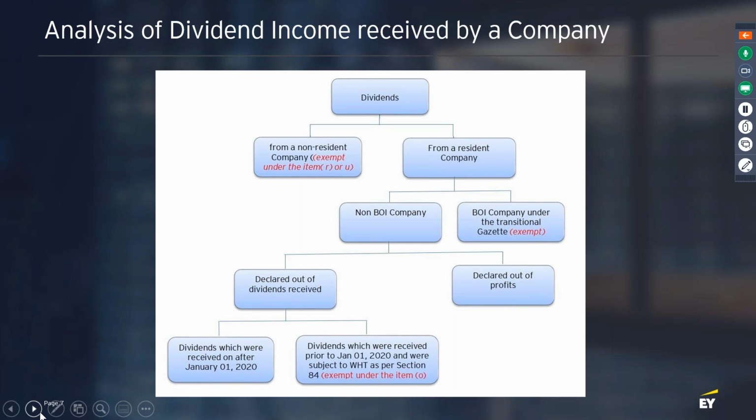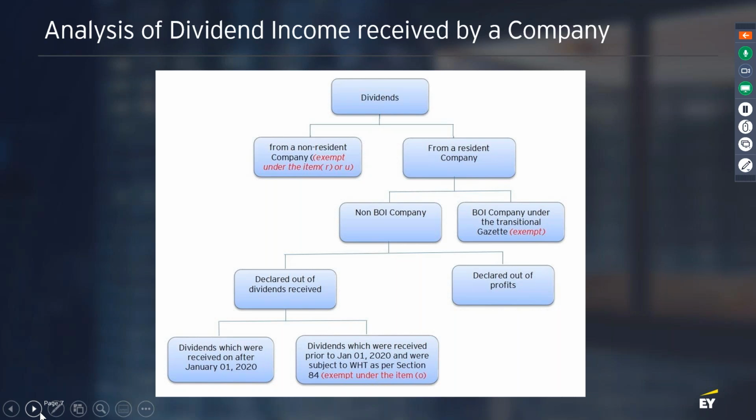Let's first look at the income perspective, that is, the dividend income received by the company or the individual. As I mentioned earlier, dividend is distributed based on two methods: out of the profits and income of such company, or else out of dividend income received by such company. So for the purpose of analyzing the dividend component, we have to perform an analysis to identify what is the liable dividend component and what is not liable, or exempt.